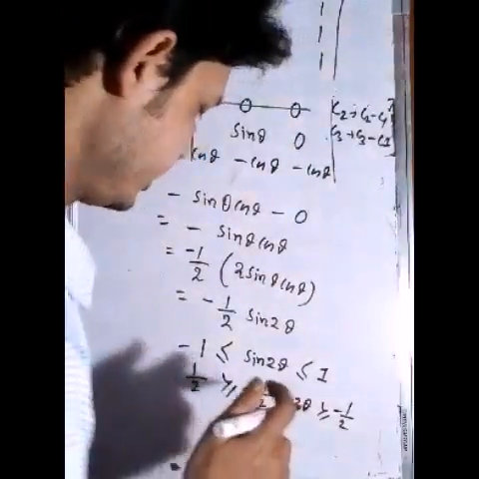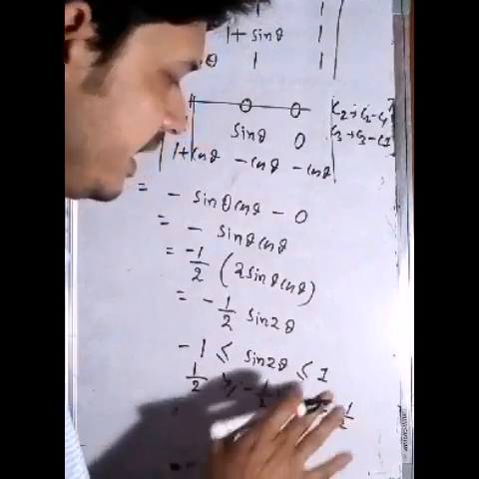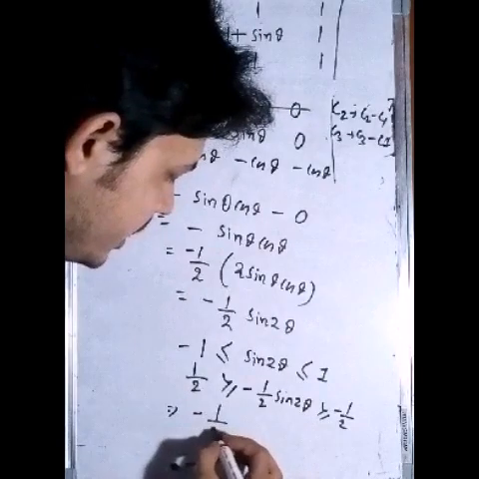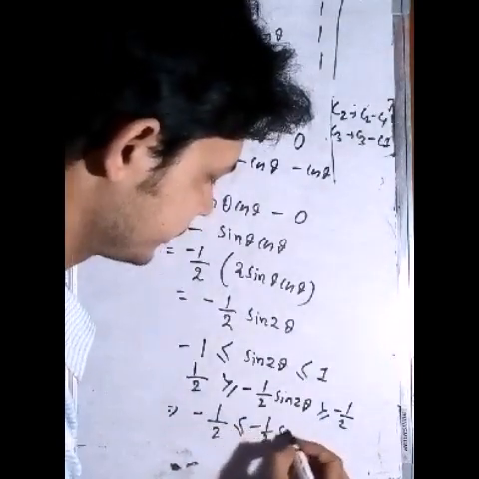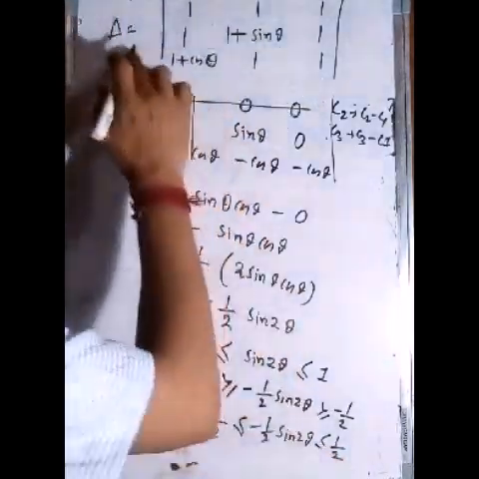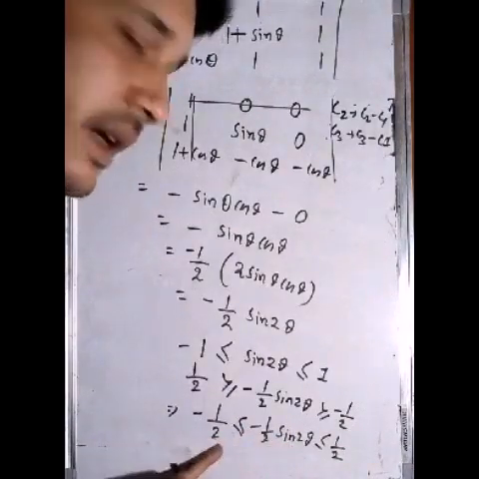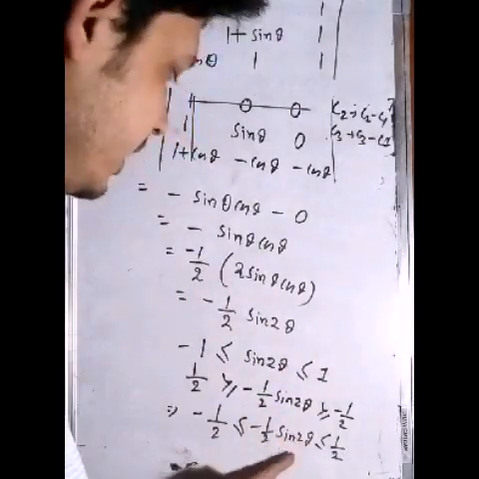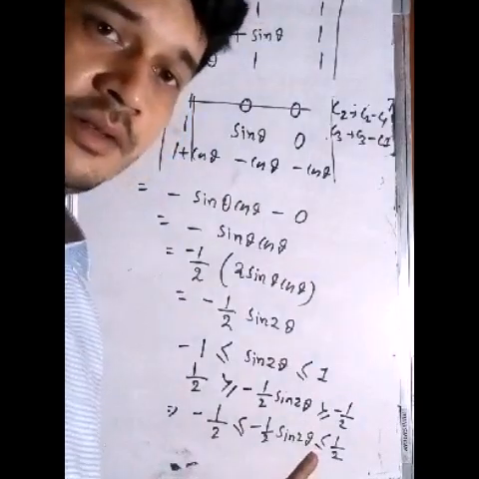So we can rearrange this. We are not making any changes here, only writing in terms of the less than or equal sign, rearranging the terms. So minus half is less than or equal to minus half sine 2 theta, less than or equal to half, and this was your delta. So the value of delta is greater than or equal to minus half and less than or equal to plus half. Again, the value of delta is greater than or equal to minus half and less than or equal to plus half.